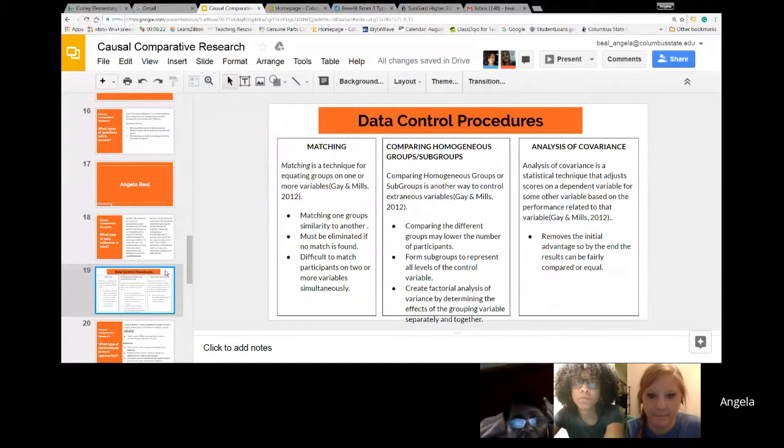Analysis of covariance is a statistical technique that adjusts scores on a dependent variable for some other variable based on performance related to that variable. It removes the initial advantage, so that by the end the results can be fairly compared or equal. So if you have a student who did better on one test than another student because they used two different tests, but you try to compare their information, then you need to remove that variable, those two different tests, because that, of course, construes the information.